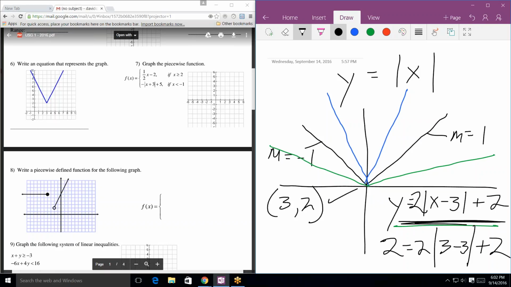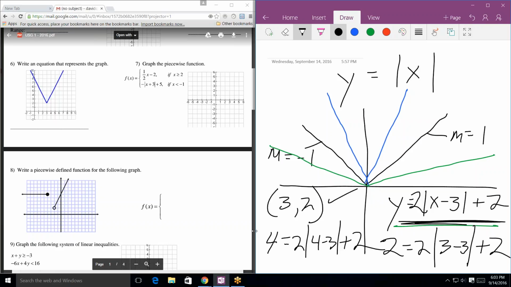Is that a true statement? Yes, it is. In other words, I picked a point from the graph, I plugged it into my x and y values in my equation, and I still have an equation. I could pick any point. In other words, I could pick 4 comma 4, and then 4 would have to be equal to 2 times 4 minus 3 plus 2, and that's a true statement also.